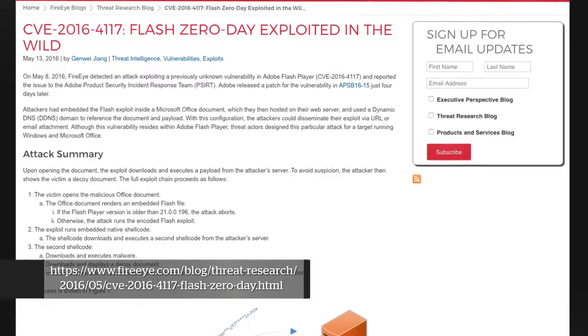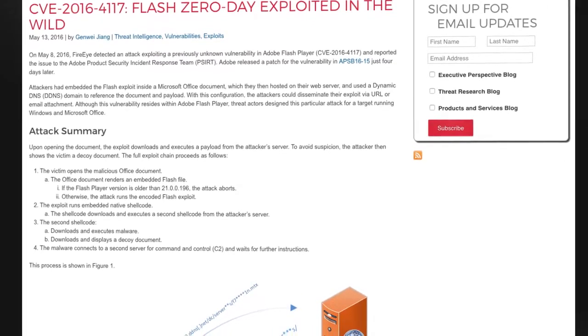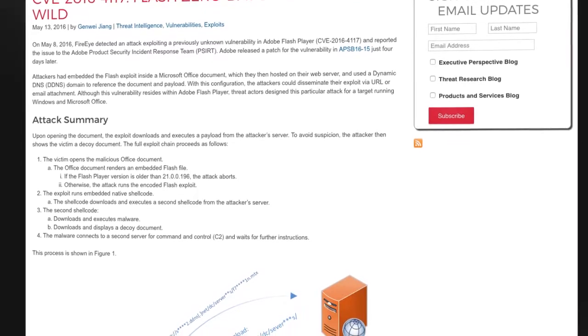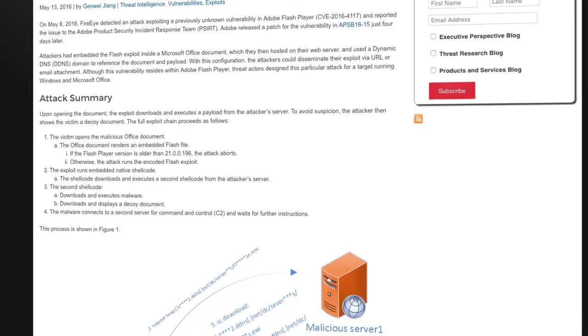The particular exploit that FireEye detected was actually a Flash exploit embedded inside an Office document, but it wasn't necessary to use an Office document to exploit the Flash. It could have been done via web page or whatever. It looks like it was a pretty standard buffer overflow, out-of-bound read vulnerability within Flash. Nothing particularly new about that.